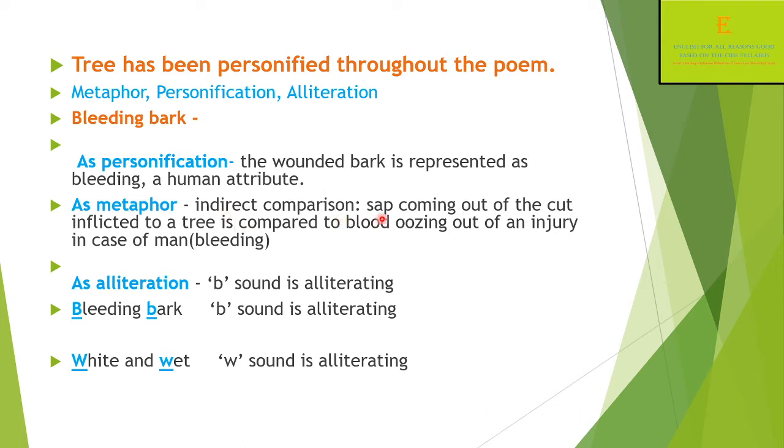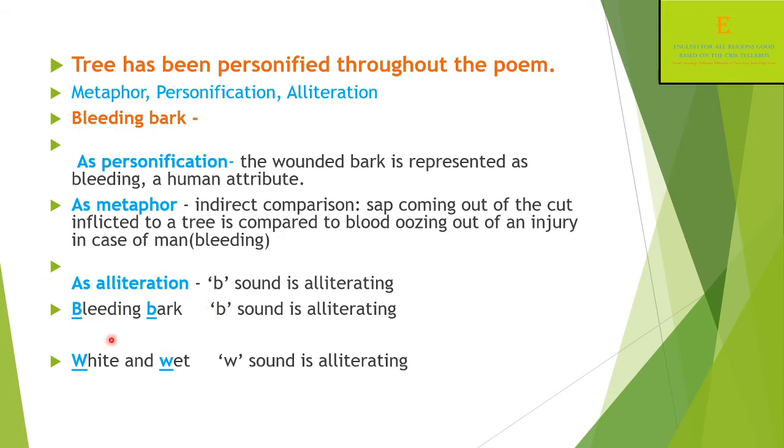Indirect comparison. The sap oozing out of the cut inflicted on a tree is compared to the blood oozing out of an injury. When there is a cut in the case of a tree, sap oozes out, but in the case of human beings, it is blood that oozes out. That is why the sap is said to be blood there. So again, it is a metaphor. Then alliteration: bleeding bark. Clear alliteration, the b sound is repeating.